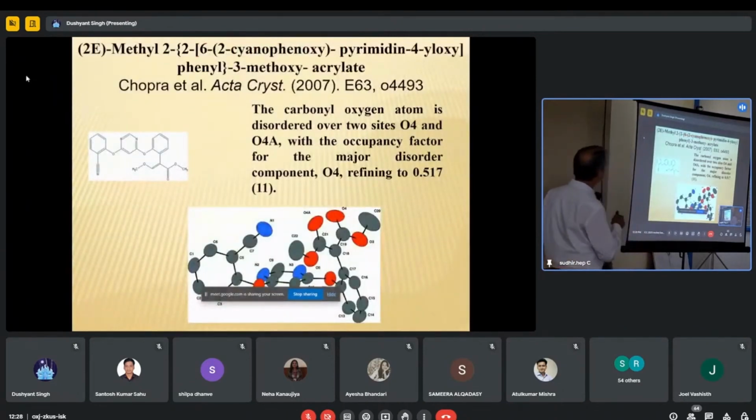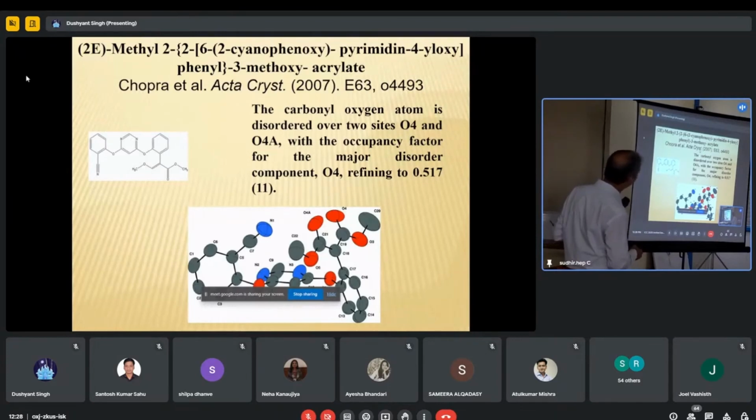So this is another molecule. I am still working on it. It was already reported in Acta in the year 2007. They have shown it as a substitutional disorder, with this oxygen atom at this place as well as this place, because it has the same environment in this chain. In one unit cell it is here, in the other unit cell it is here.